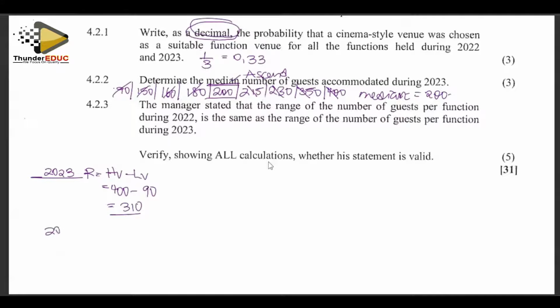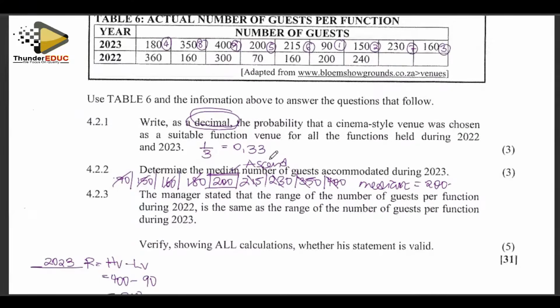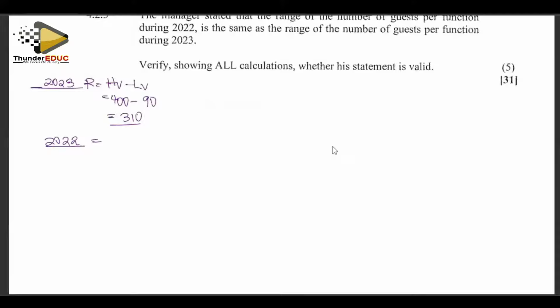So what about 2022? You don't need to repeat the formula. We've already seen that you know how to use it. But pick the number. 2022, what was the highest value? Highest value in 2022 was 360. And the lowest value is 70. So 360 minus 70. And here looking at it, you have 290. So the statement is what? Don't forget this. The statement is invalid.